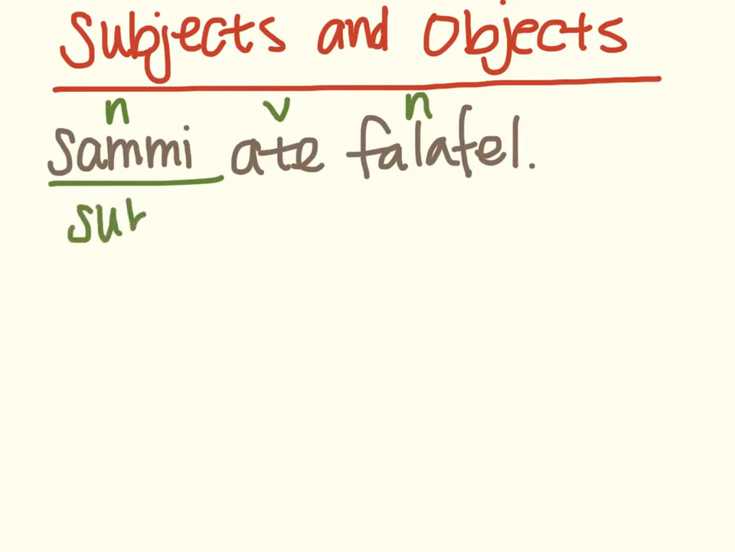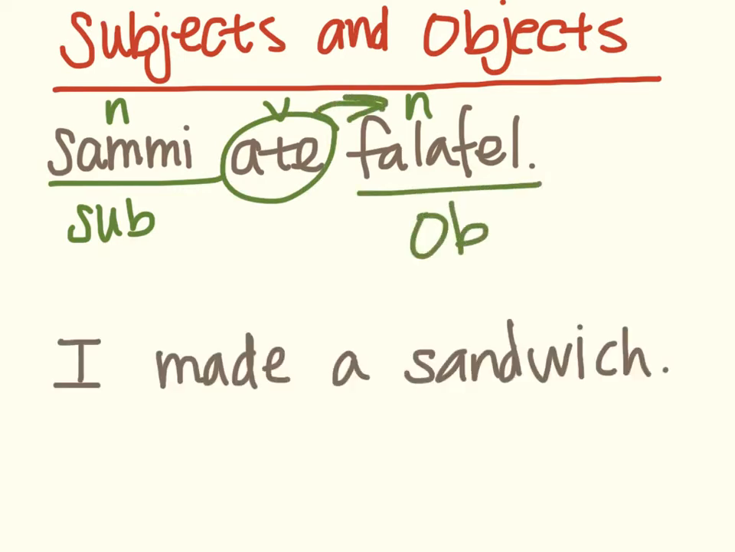And the object is another noun. Not all sentences have objects, but if there is an object in the sentence, it's a noun that the verb is happening to. So the verb is eat, right? What's getting eaten? The falafel. So the falafel is the object of this sentence. I must be hungry right now because all of my example sentences have to do with food.